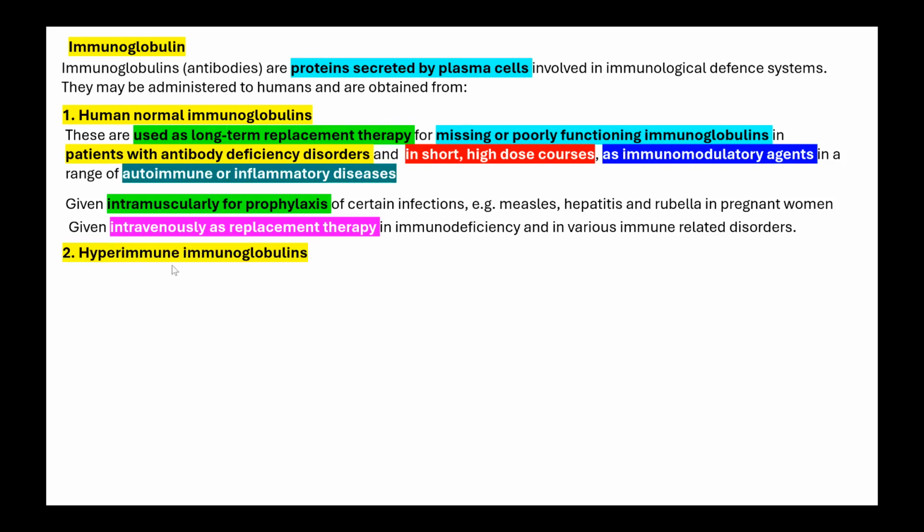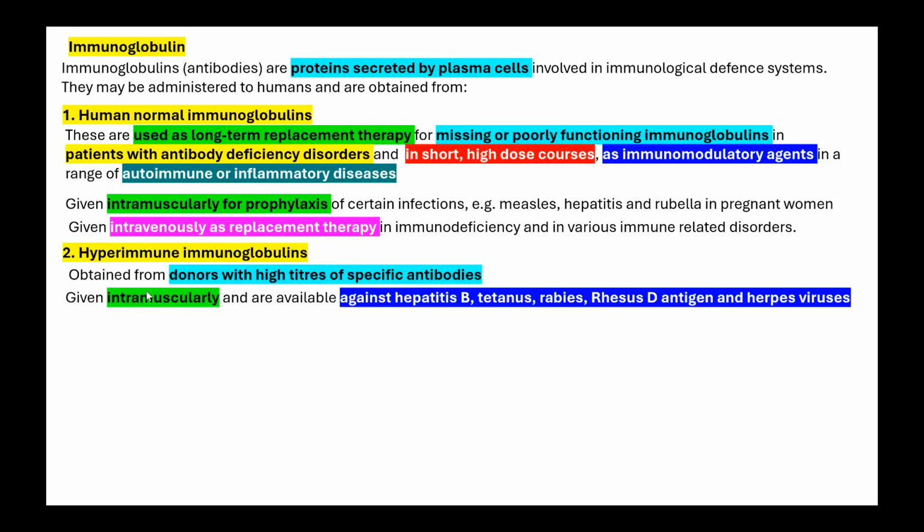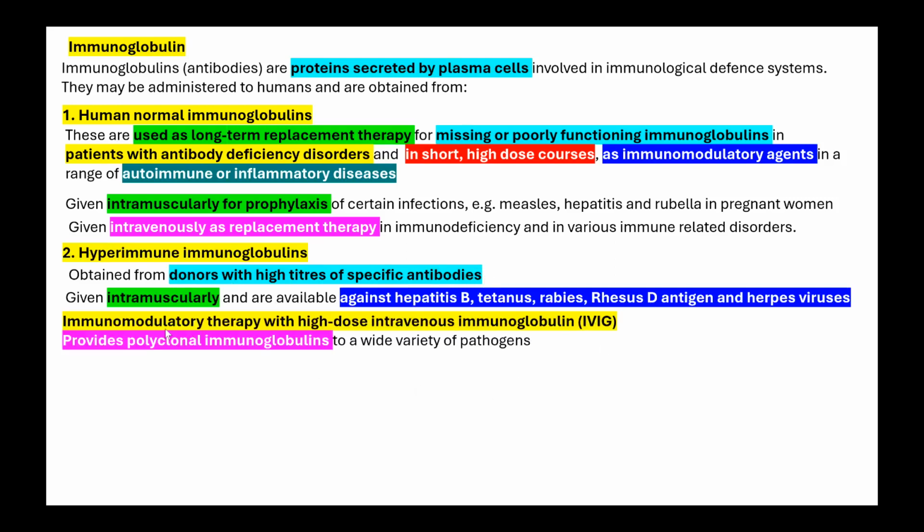Then the second category is hyperimmune immunoglobulins, which are obtained from donors with high titers of specific antibodies, and it can be given intravascularly against hepatitis B, tetanus, rabies, RSV antigen, etc., and the herpes virus also. And immunomodulatory therapy with high dose IV immunoglobulin, IVIG, provides polyclonal immunoglobulin for a variety of pathogens, especially the hemolytic disease of the newborn, where the Rh positive, Rh negative incompatibility happens between the mother and the fetus.